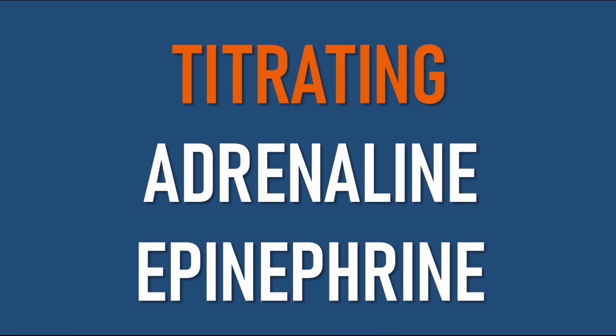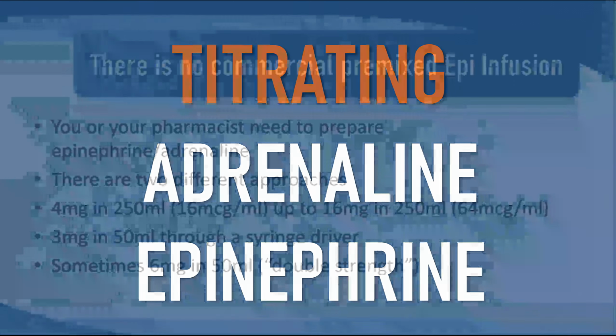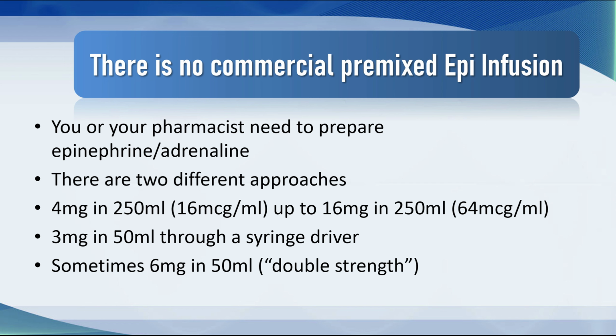Let's move on to talk about adrenaline or epinephrine. Currently, there is no commercial premixed epinephrine infusion. And so you or your pharmacist are going to need to prepare this. And there are 2 different approaches. There's the 250 ml approach, which involves a dilute peripheral concentration of 4 milligrams in 250 mils, 16 mics per mil, exactly the same as the dose that I suggested for norepinephrine, or the higher dose of 16 milligrams in 250 mils, 64 mics per mil, exactly the same dose of epinephrine as norepinephrine I previously mentioned in these 250 ml bags.